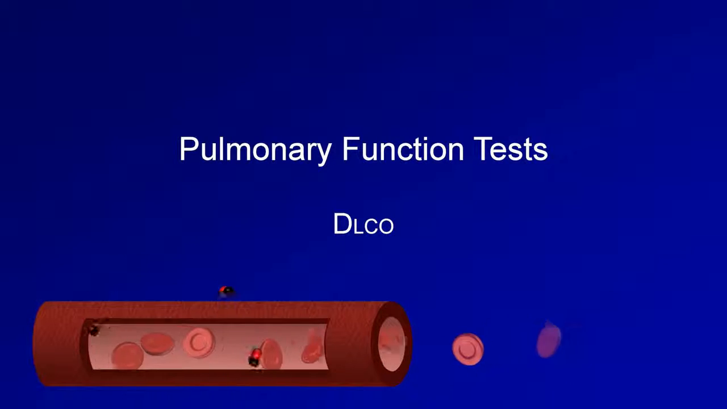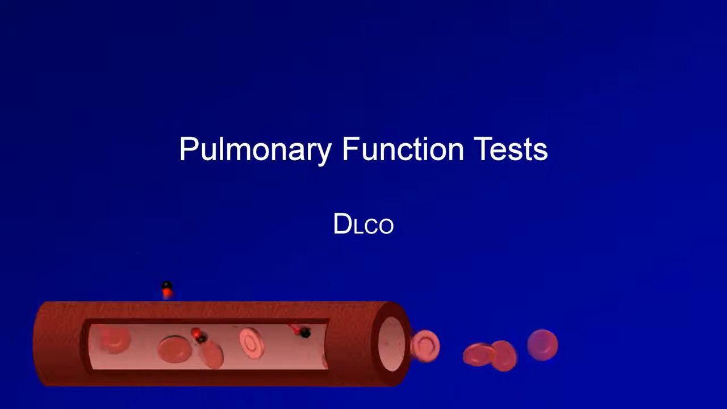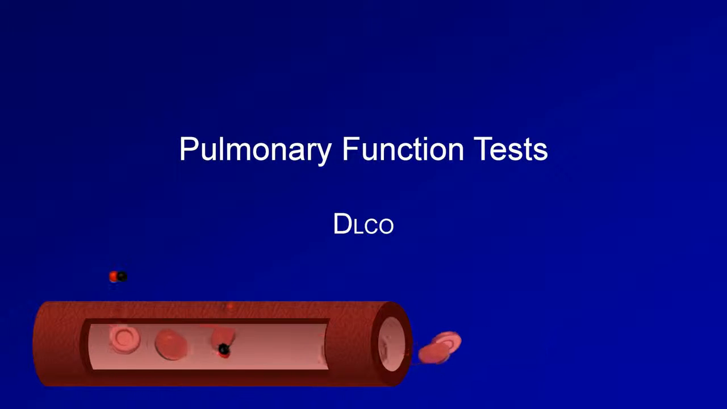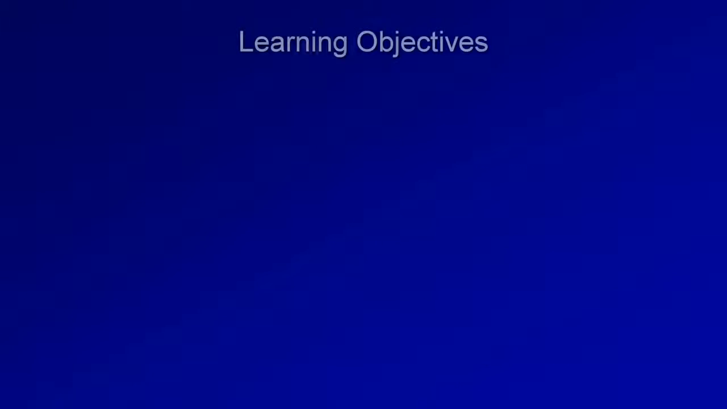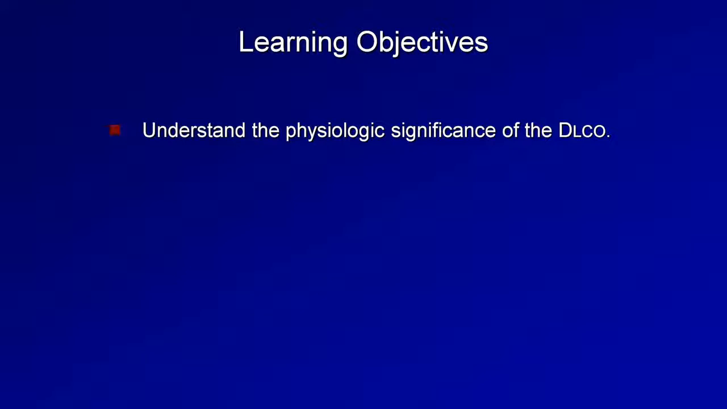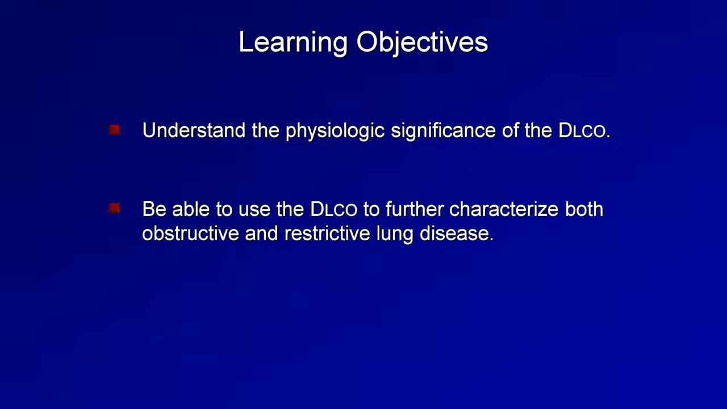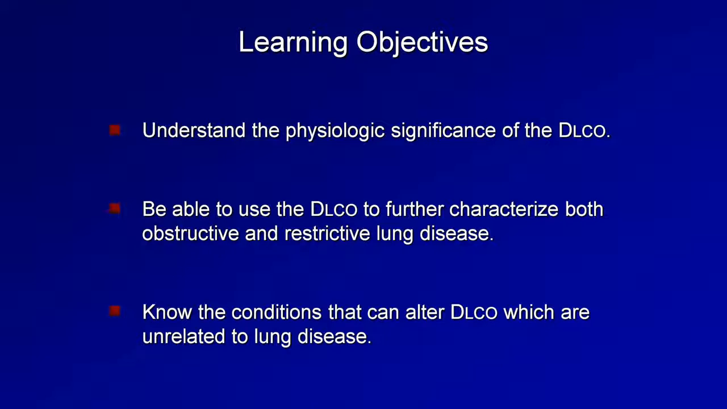This is the fourth video in this series on pulmonary function tests, and today's topic is the diffusing capacity of carbon monoxide, abbreviated DLCO. The learning objectives are to understand the physiologic significance of the DLCO, to be able to use the DLCO to further characterize both obstructive and restrictive lung disease, and to know the conditions that can alter the DLCO which are unrelated to lung disease.